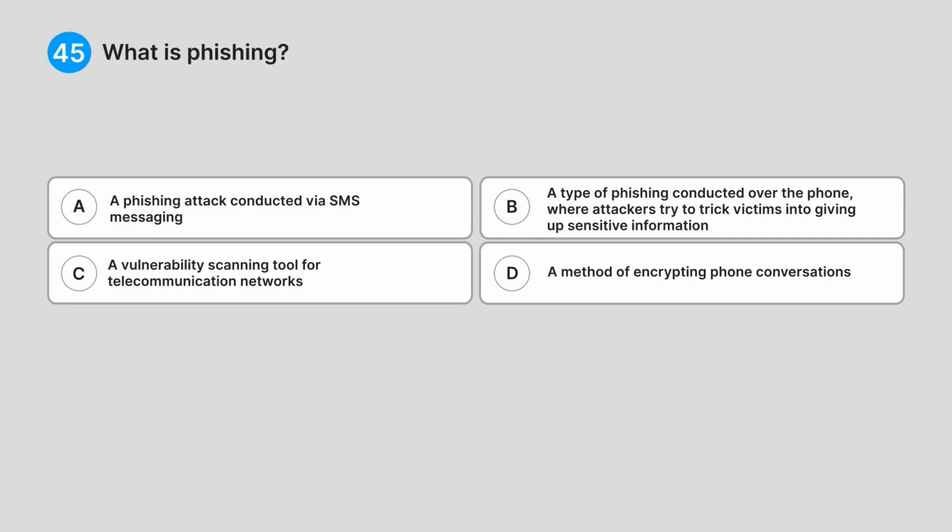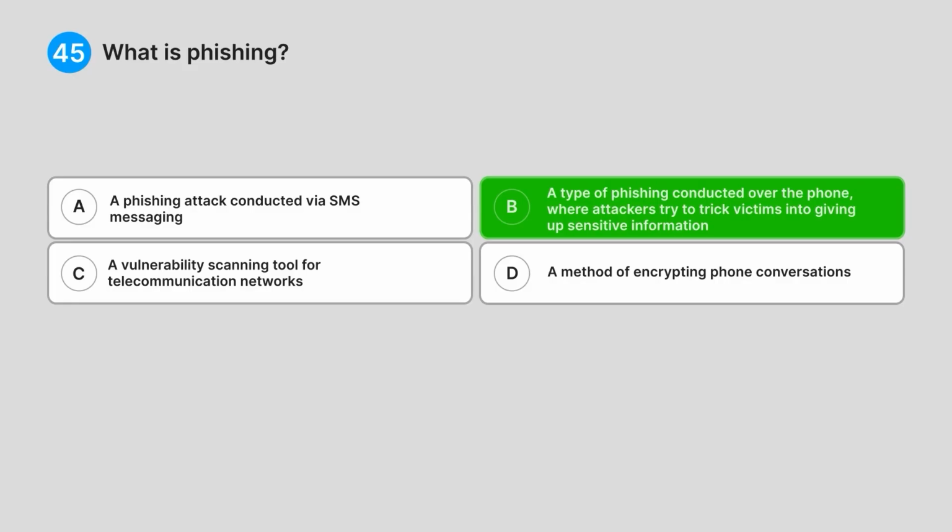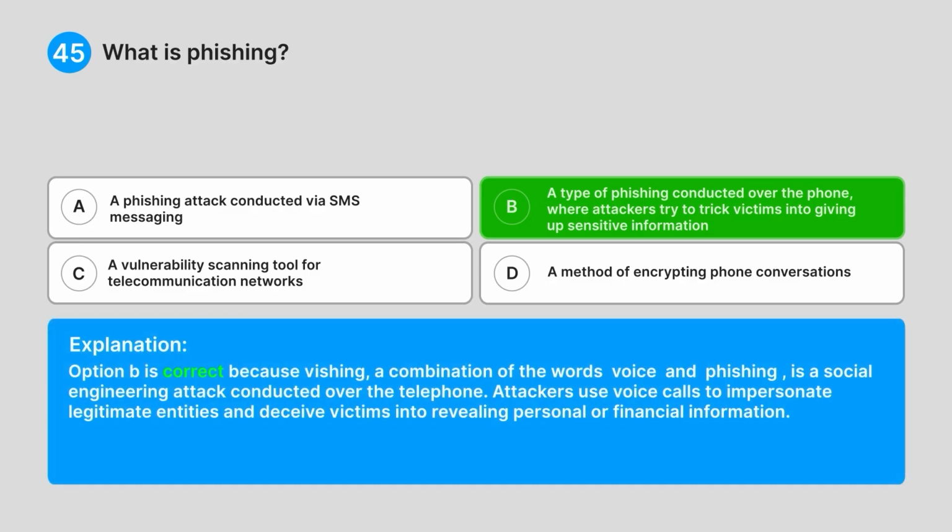Correct answer, B. A type of phishing conducted over the phone, where attackers try to trick victims into giving up sensitive information. Explanation. Option B is correct because vishing, a combination of the words voice and phishing, is a social engineering attack conducted over the telephone. Attackers use voice calls to impersonate legitimate entities and deceive victims into revealing personal or financial information.